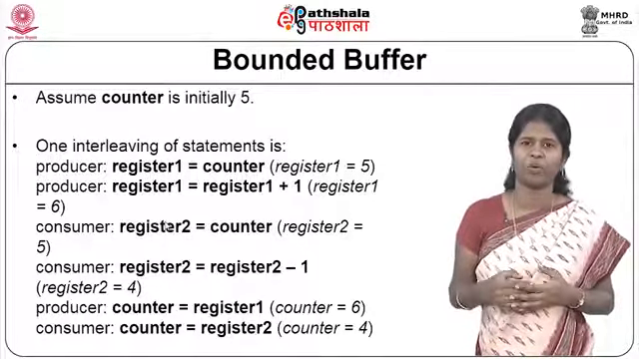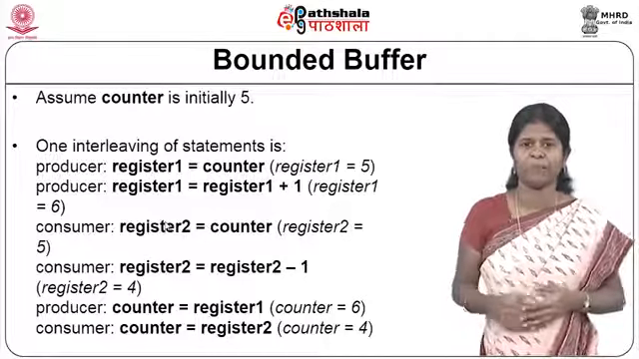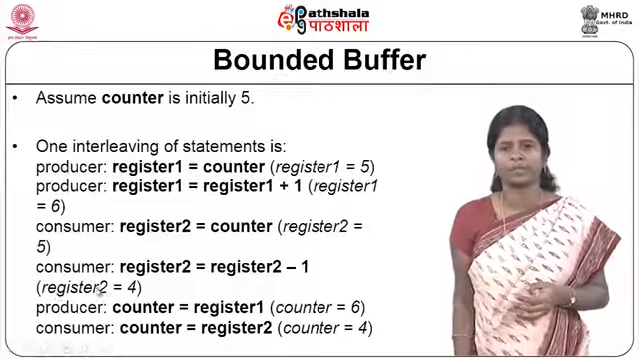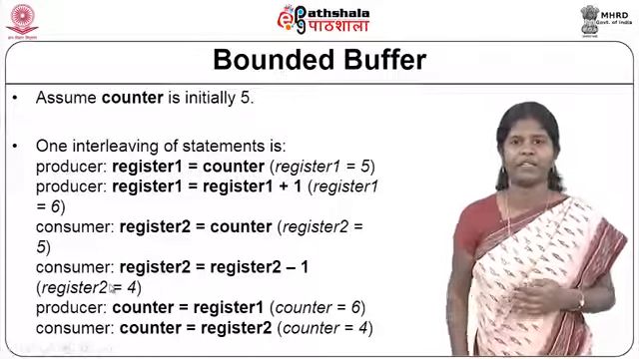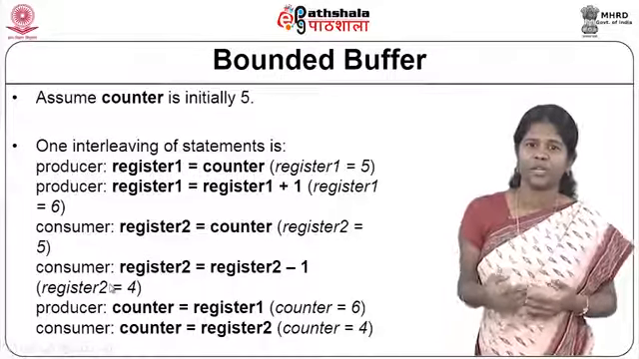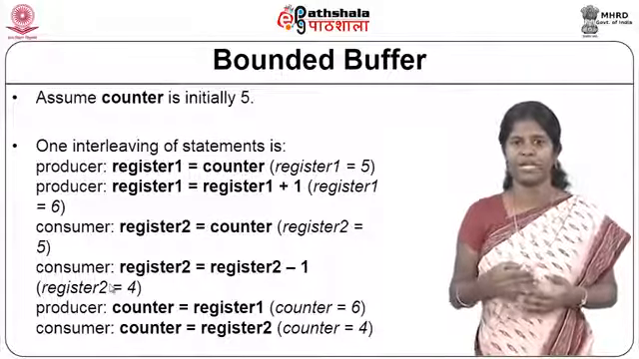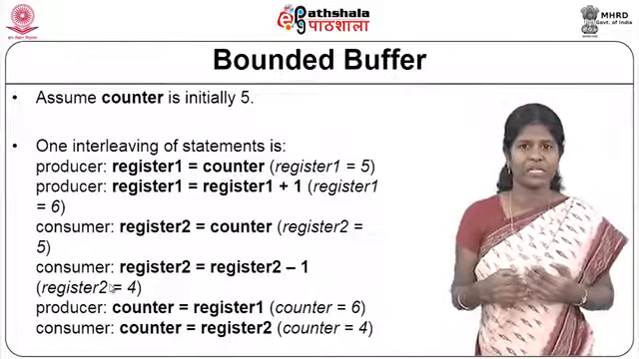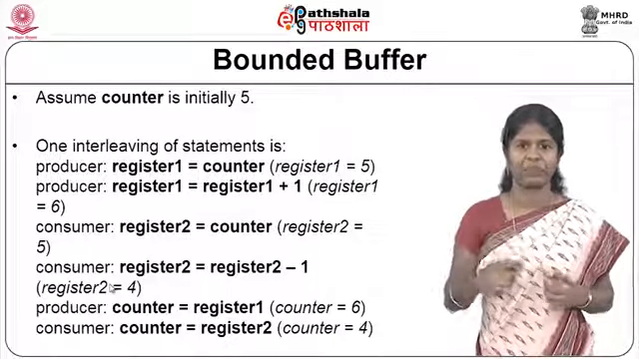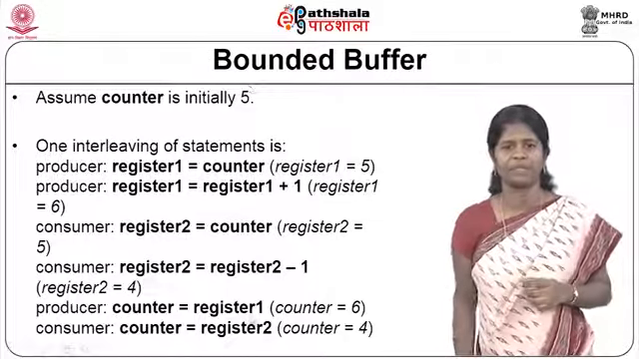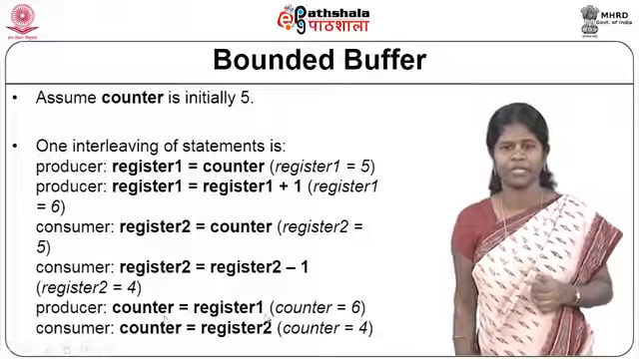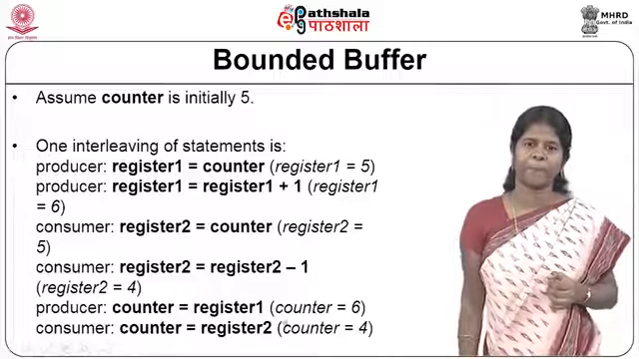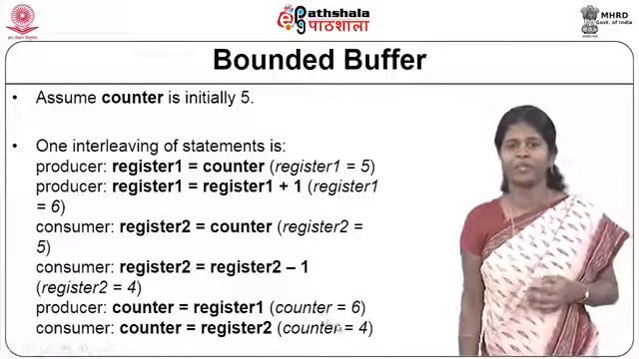So the value is decremented by 1 and here you see that the value becomes 4 in register 2. And then again there is a context switch. So the producer now gets the CPU. Now the producer has to execute the last instruction of that statement counter plus plus, that is counter is equal to register 1. The value of register 1 is copied to the counter.